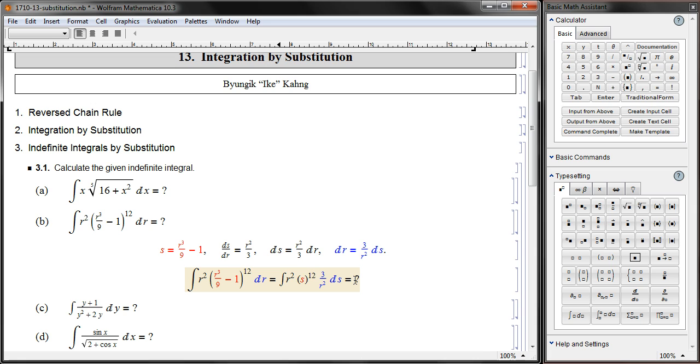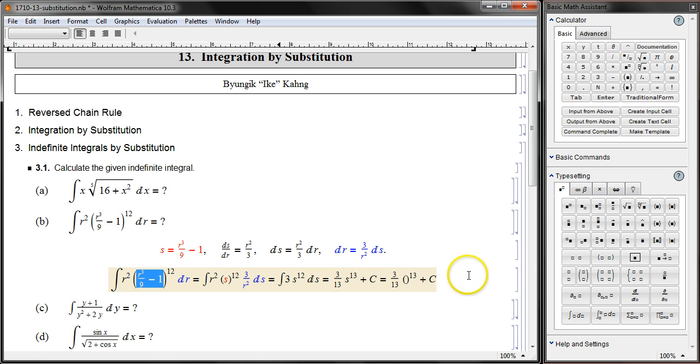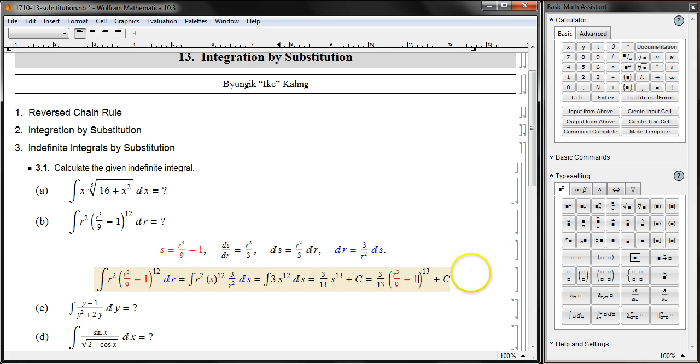Do you see a cancellation? This r squared and that r squared over there cancel each other out. Please note that we have 3 s to the 12th power ds. It's an easy computation. 3 over 13 s to the 13th power. And that's the same as 3 over 13. We need 13th power, and the inside should be the original substitution.